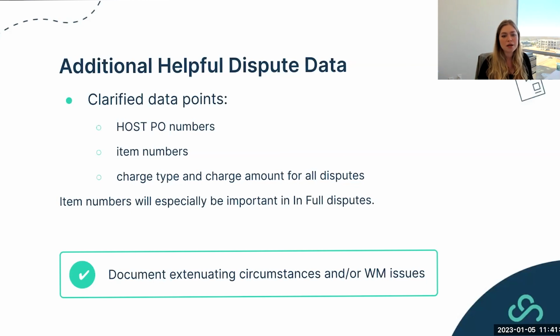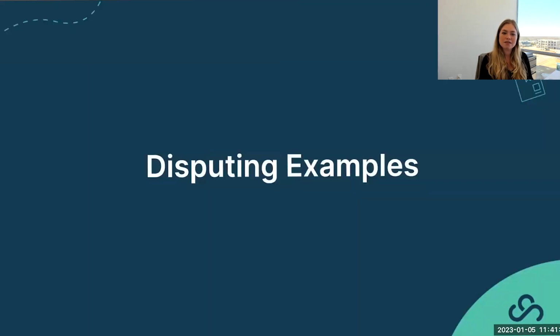Item numbers, again, charge type and charge amount data for all disputes. And again, item numbers are especially important for in full disputes. Documentation on any extenuating circumstances, whether it's the DC that burnt down last, what was that in August, documentation around that is also going to be really helpful. We'll go over some of those examples right here in a second.